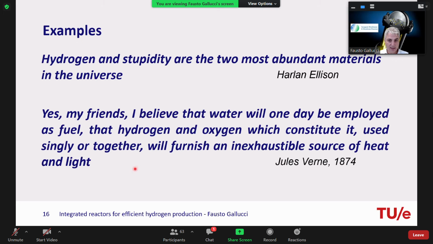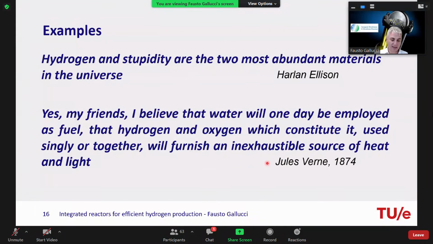And the other one is coming from the book of Jules Verne, which describes hydrogen as a source of heat and light. What is written here, I would say, is electricity and heat. And I will show you something related to this. So everything is about hydrogen production.